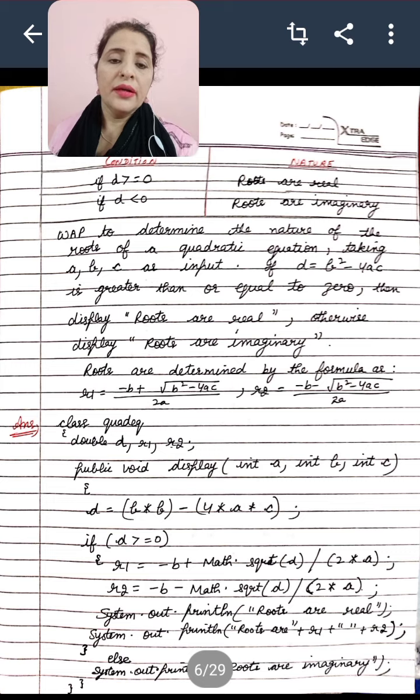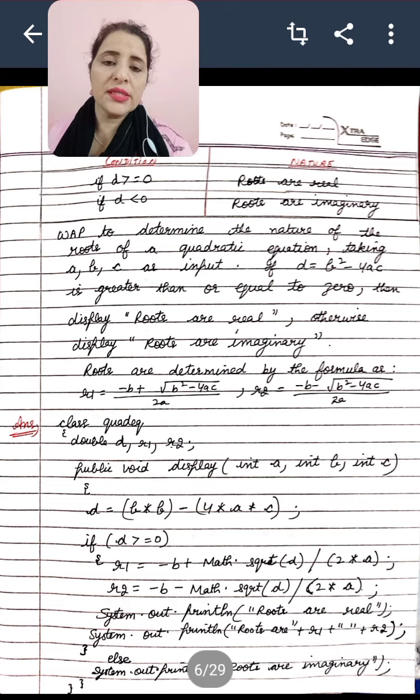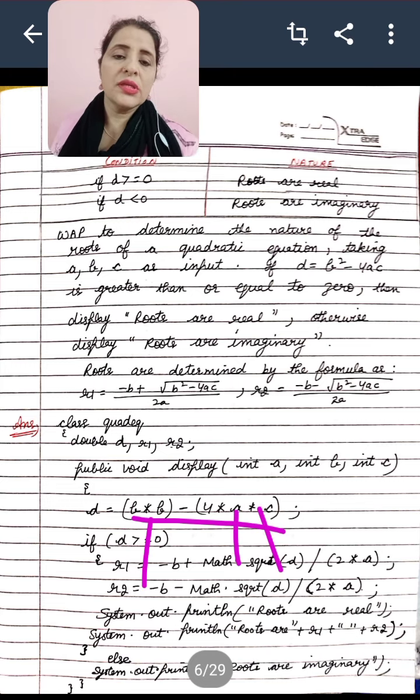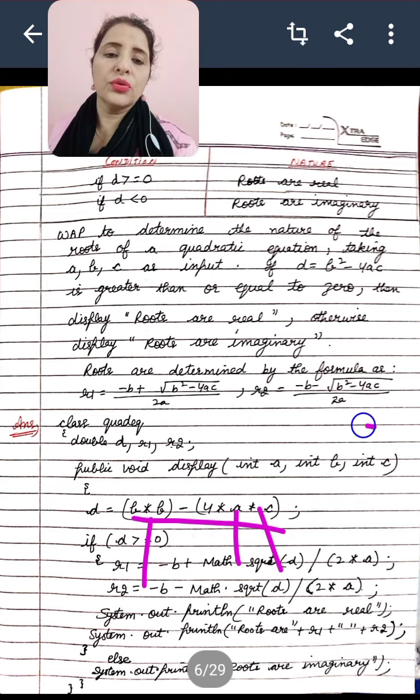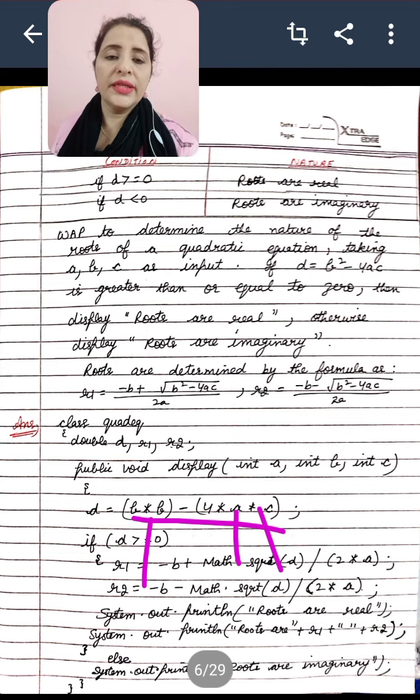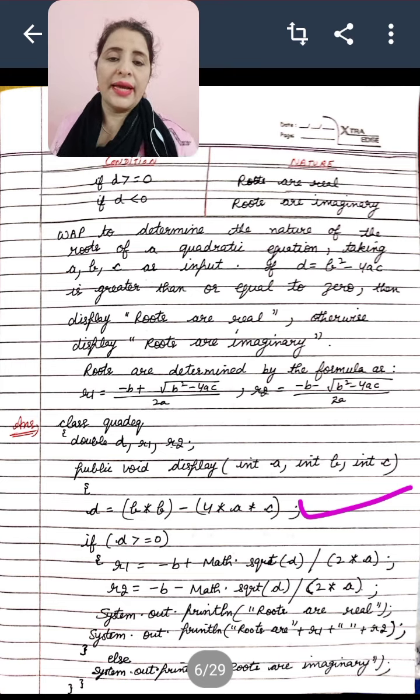Now here you have to check in the program, in the formulas, which values we need. If you see the discriminant also, which variables' values do we need? A, B and C. Three variables we need. So the values which we have to input, those variables we have to write in parameters. So we need the values of A, B, C, so those we have written in the parameters. And then the discriminant formula is b square minus 4ac, that we have written.